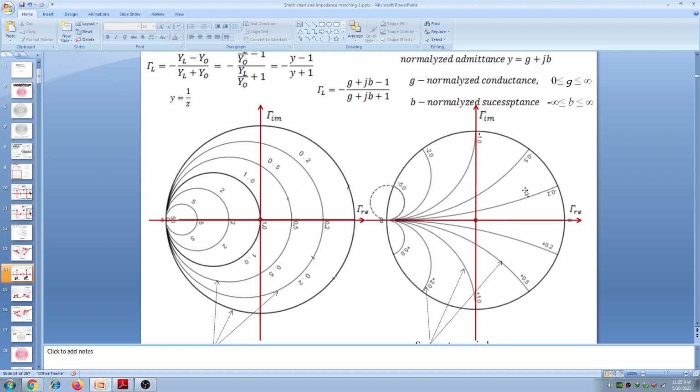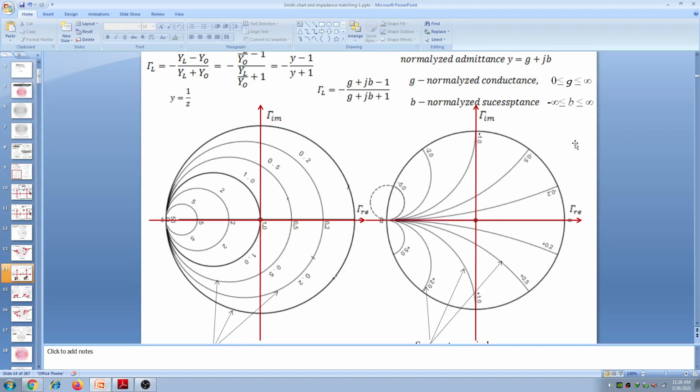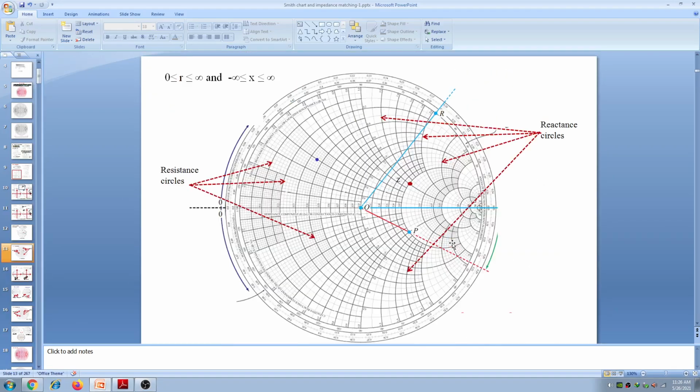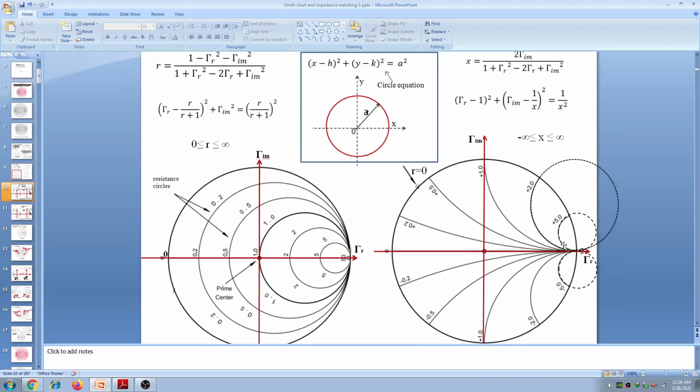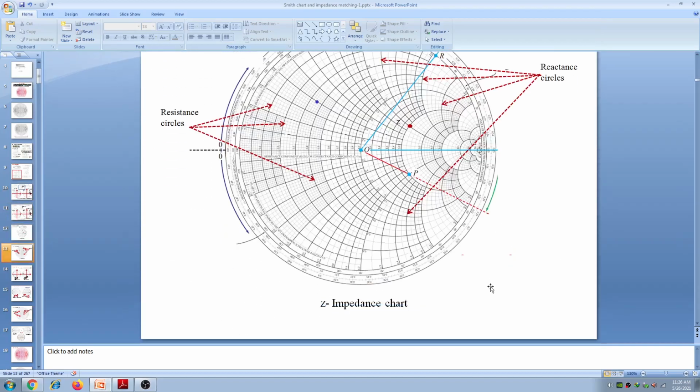Similarly, susceptance, the imaginary part of admittance, corresponds to minus infinity to plus infinity. For every value of B there are circles like this, but again it's not possible to show all of them, so for some values of B, circles are shown on the Smith chart. Again, these are opposite to the reactance circles. Reactance circles are like this, but susceptance circles are opposite to them.